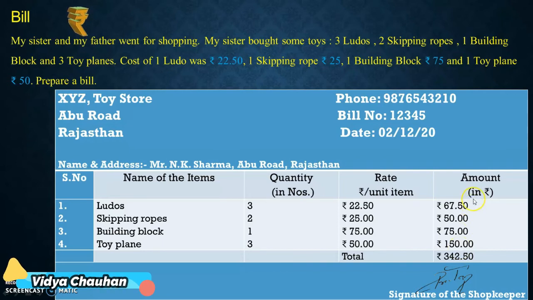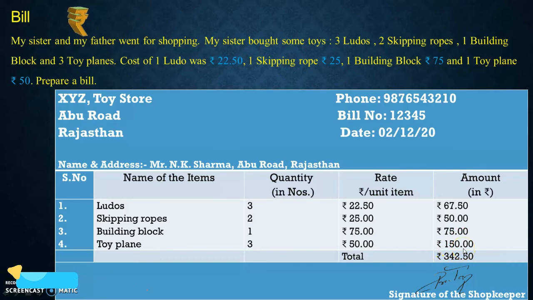What is the total cost of the toy plane now? 150. So as you can see in this last column, we have the cost of each item along with the number of quantities. That means the total cost of 3 Ludos, rupees 67.50. The total cost of 2 skipping ropes, rupees 50. The total cost of 1 building block, rupees 75. And similarly, the total cost of 3 toy planes, rupees 150.